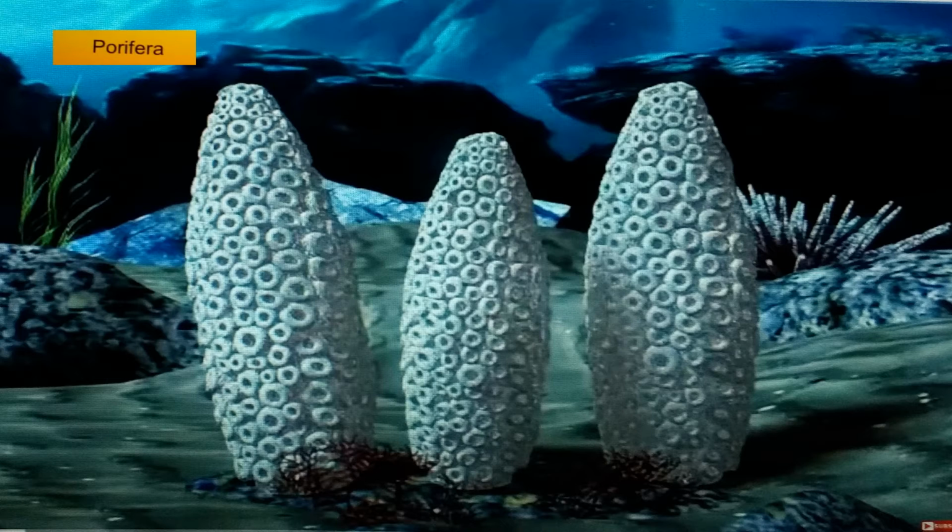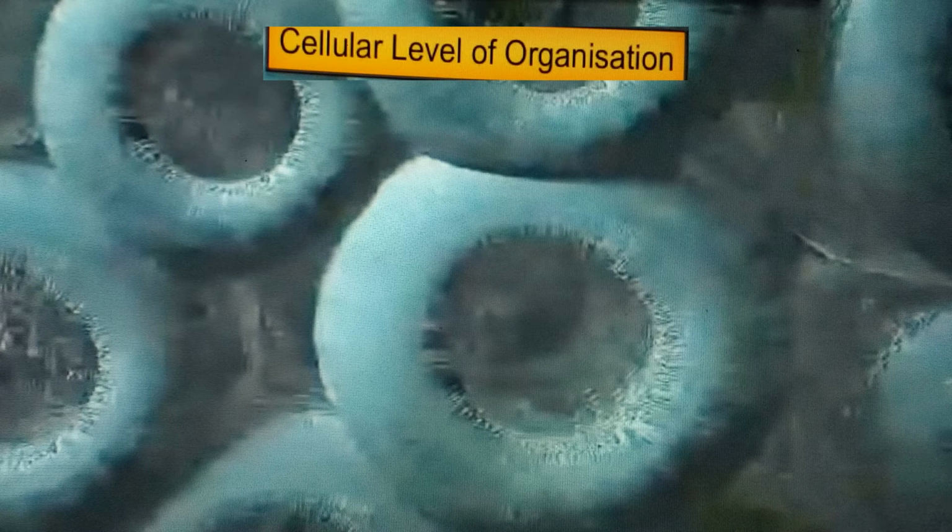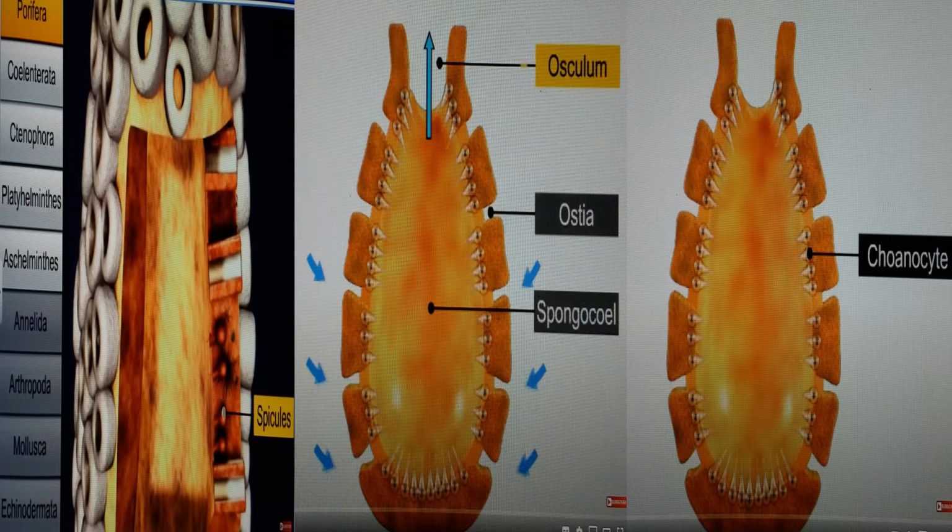The first phylum in non-chordates is Porifera. The members of this phylum are known as sponges. These are primitive, multicellular, asymmetrical marine animals with cellular level of organization. The body of sponges is supported by a skeleton made up of spicules or spongin fibers.